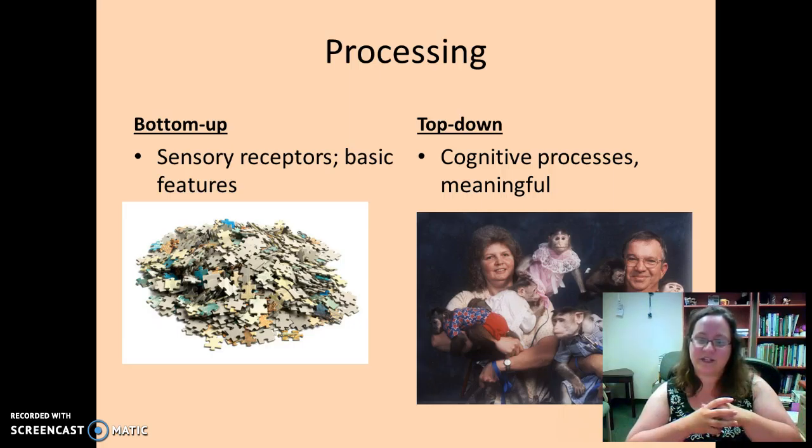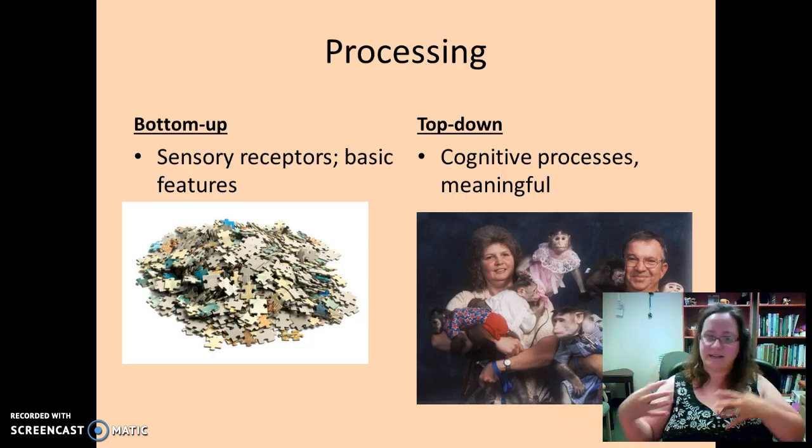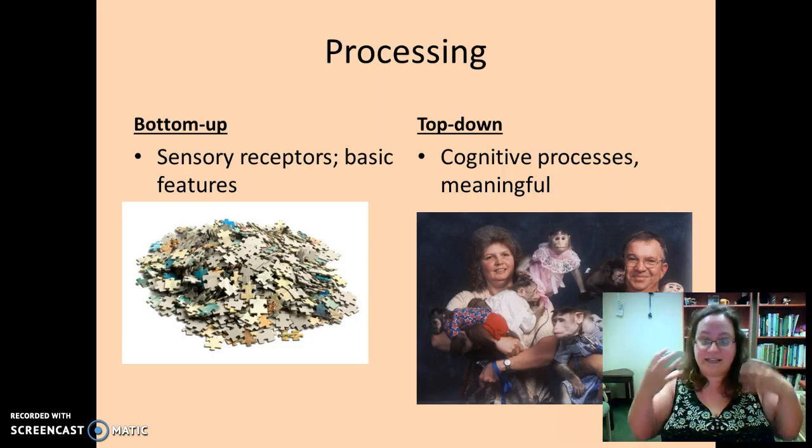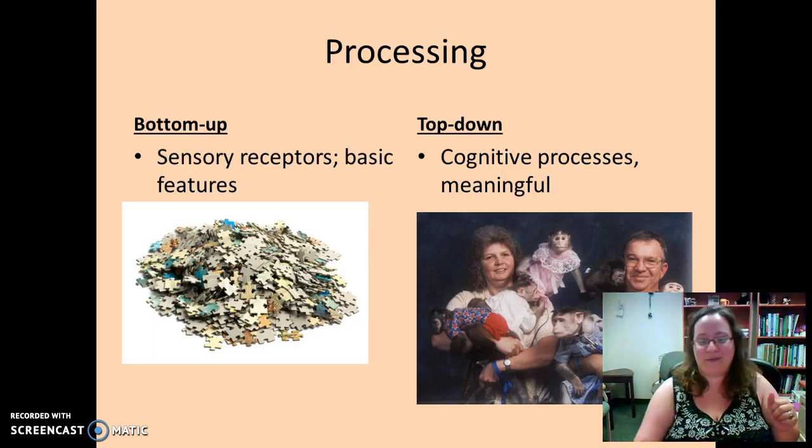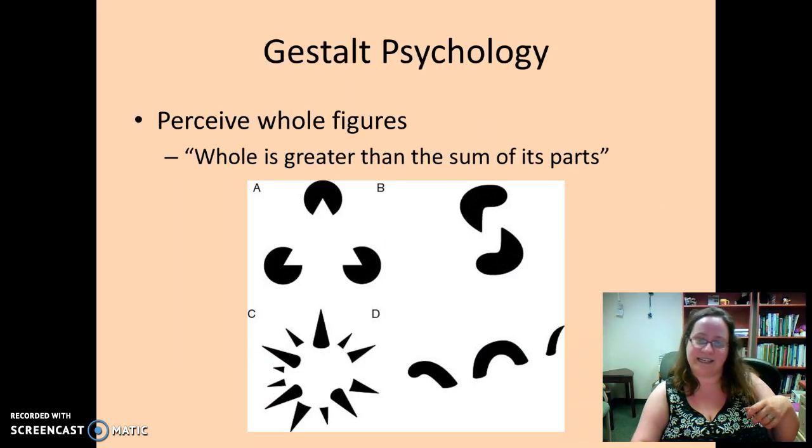So if I were to look at this picture, I'm not going to say, oh, this is two people whose bodies are made out of monkeys, because I don't see their bodies. All I see is monkeys. We're not going to go through that. We're going to say instead, this must be two people holding a plethora of monkeys that are covering their body. So we use our cognitive processes.